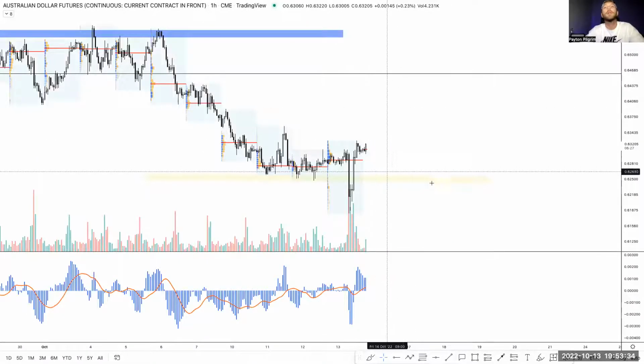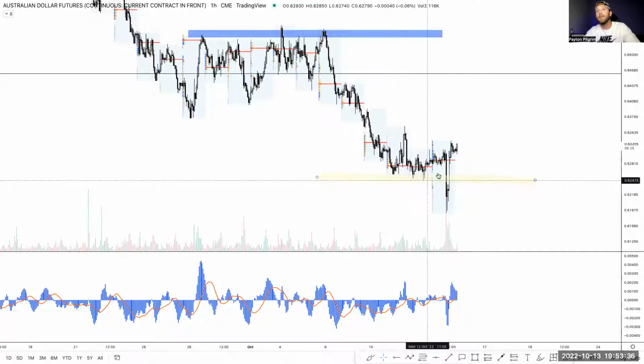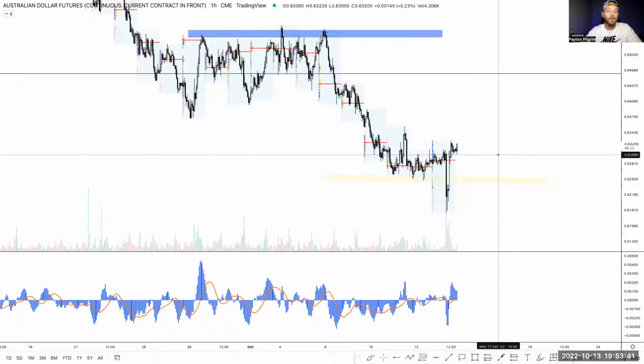Australian dollar. And this is interesting. Look, we had this level marked off for a reason. So let's check it out.